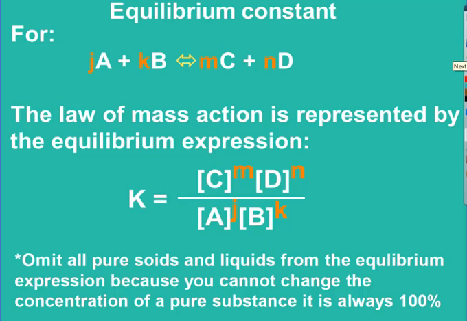When you're given an equation and you have to calculate the equilibrium expression, also referred to as the law of mass action, you're going to do products over reactants. And this is a capital K. So we have our products raised to the power of the coefficient. So C to the power of M, D to the power of N, and then my reactants are on bottom. A to the power of J and B to the power of K.